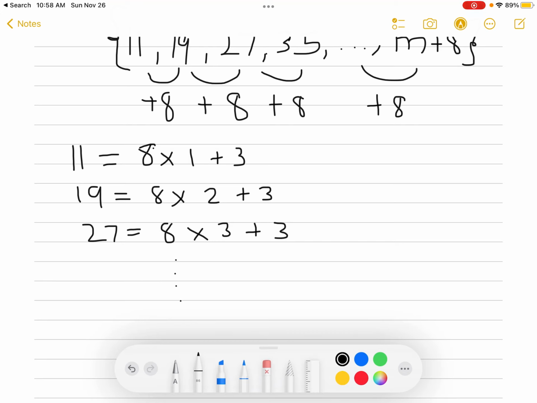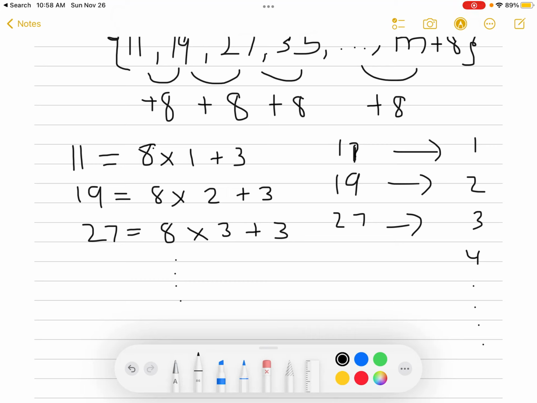So it'd be nice to turn this sequence, 11, 19, 27, into something like 1, 2, 3, 4, on and on, while preserving the number of terms in the original arithmetic sequence. Because if we turn it into a sequence like 1, 2, 3, 4, it'll be easier to count. So how are we going to do that?